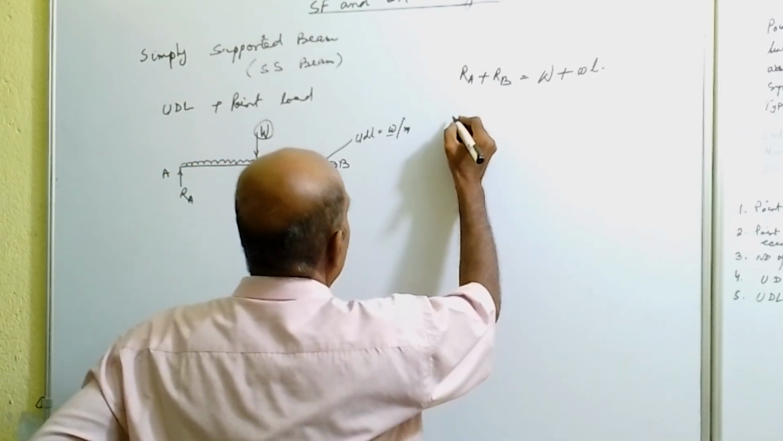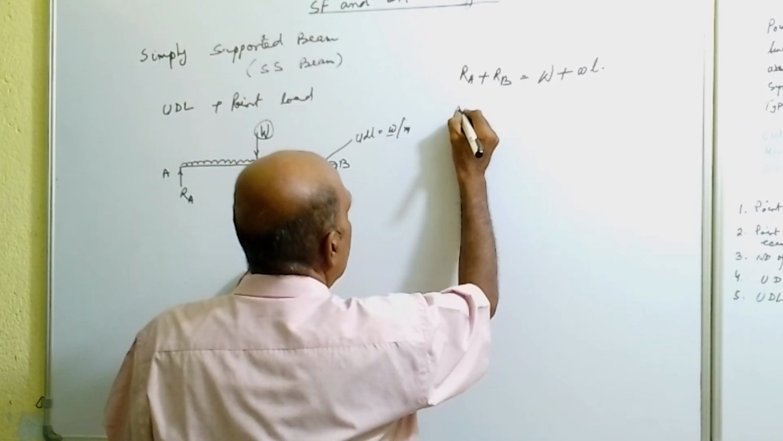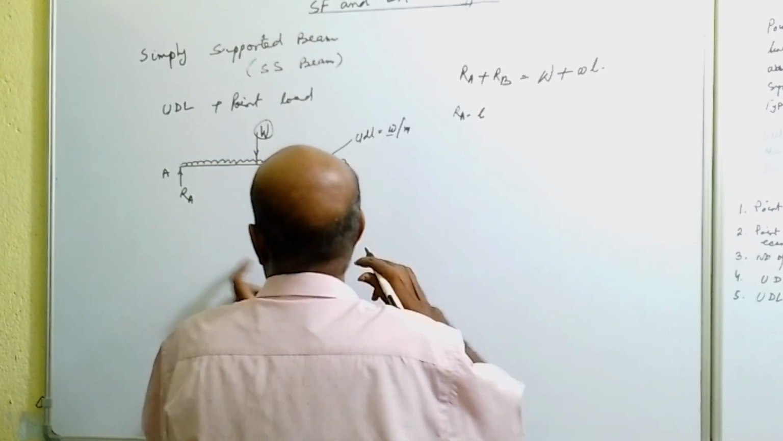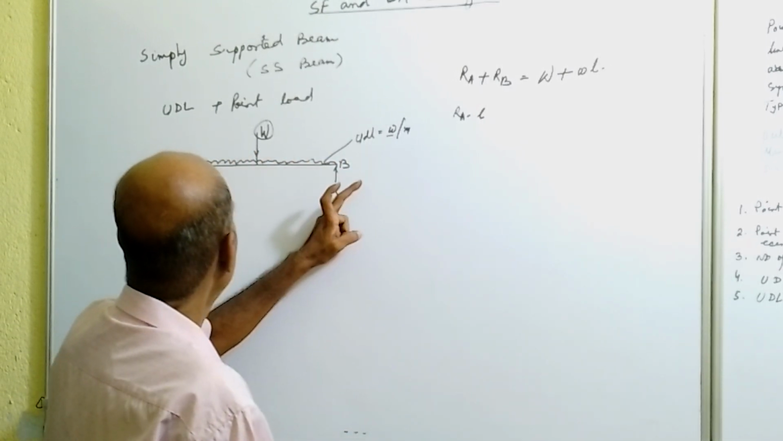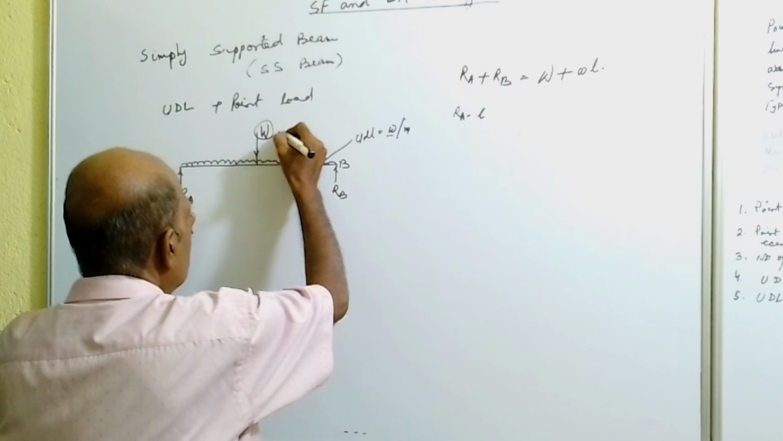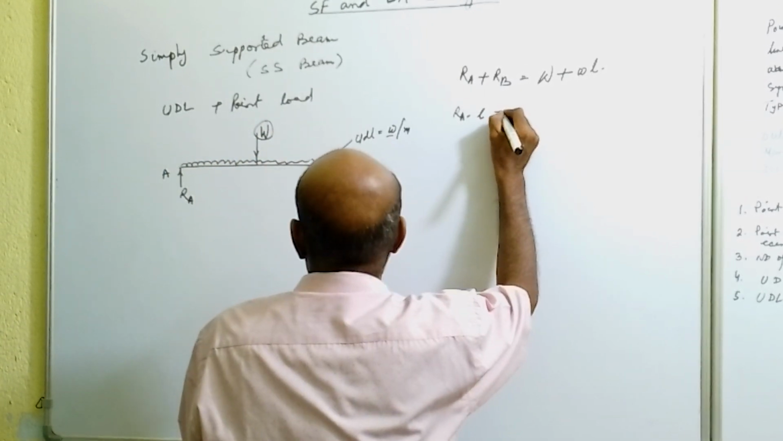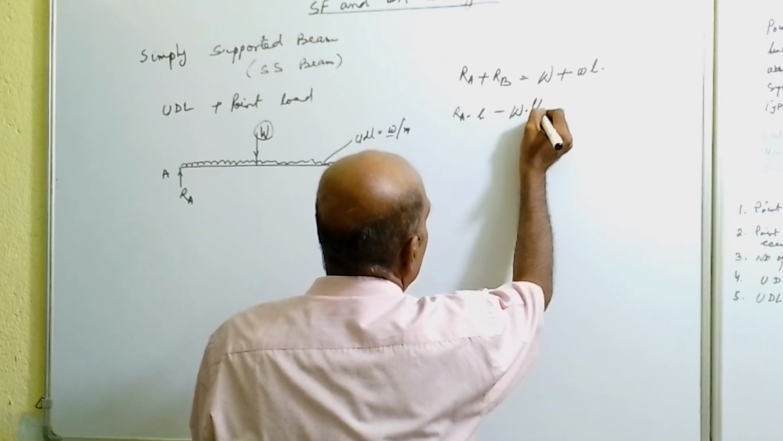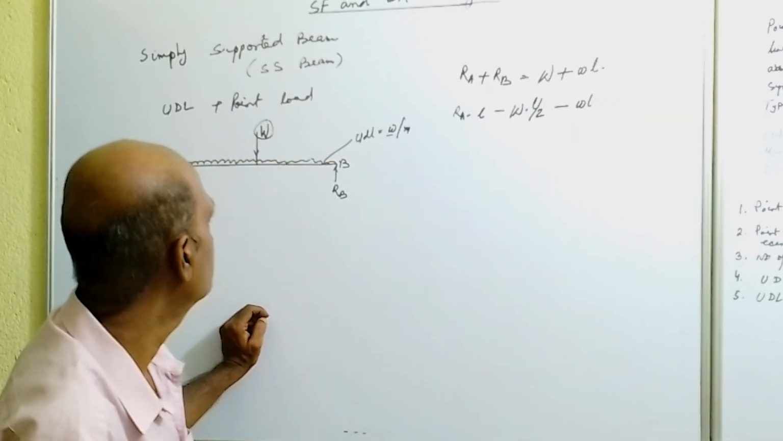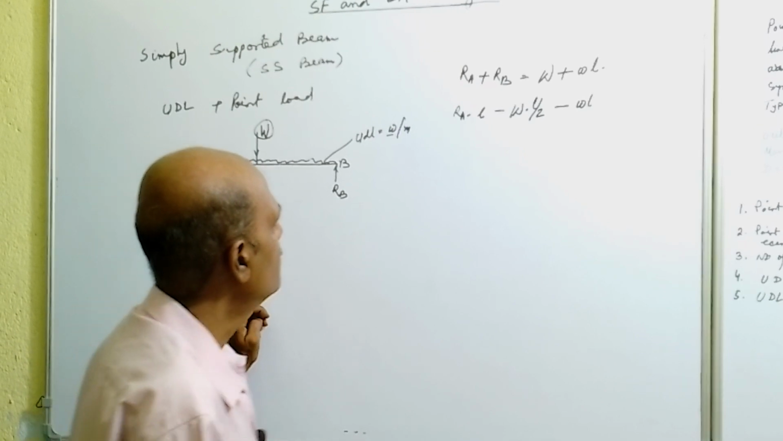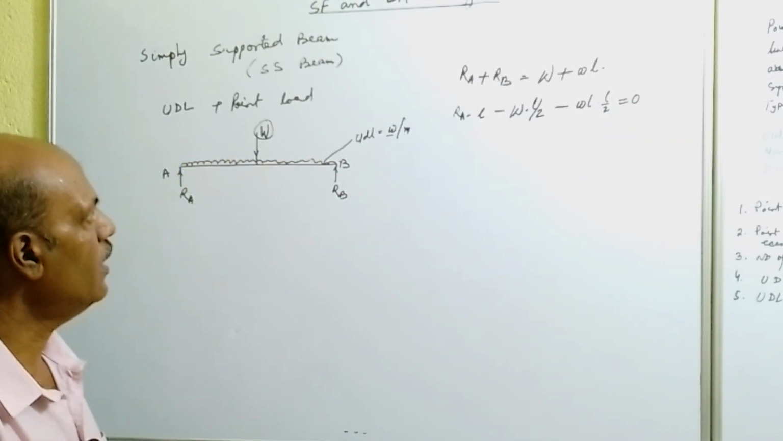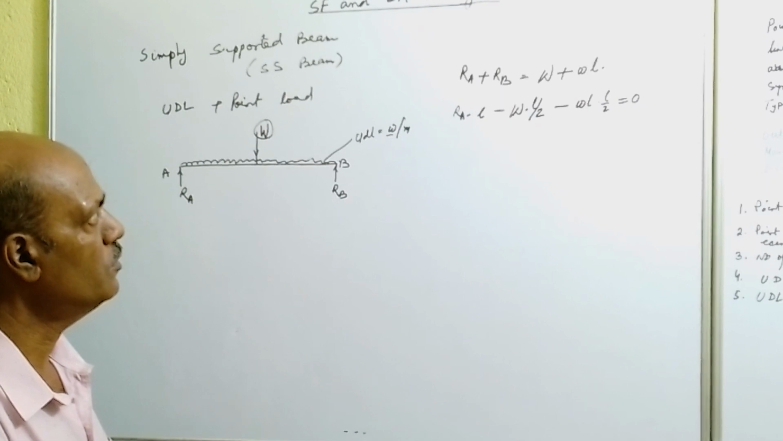Now take moment about point B. If we take moment about point B, so RA into L minus, and this load will cause a clockwise moment as well as this load will cause a clockwise moment, that is minus capital W into L by 2, minus the uniformly distributed load acting, the total load small w into L by 2, and that will be equal to 0.